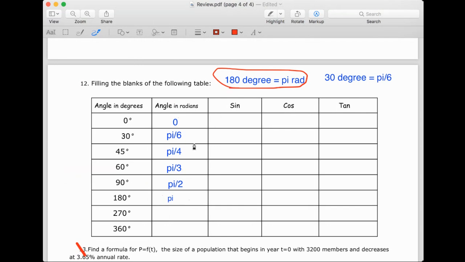270, right? You could use 270 divided by 180, or 180 divided by 270. In any case, you get 270 equals 3 pi over 2, or 3 over 2 pi. Either way, how you write it, 3 pi over 2, that's fine. What about 360? 2 pi, right? Because 360 divided by 180 is 2. 2 pi.